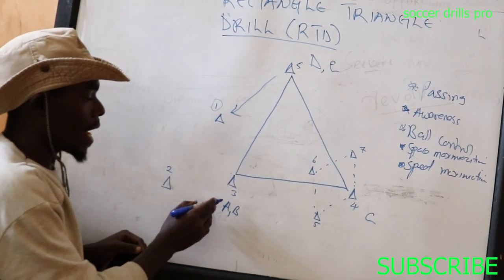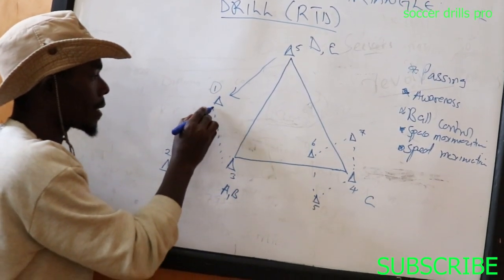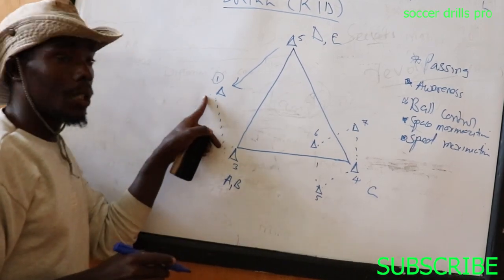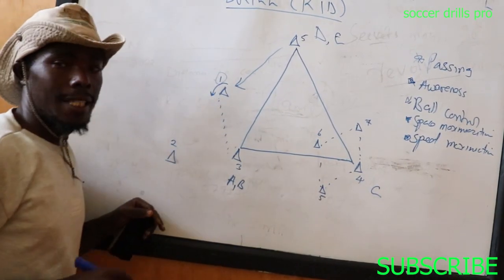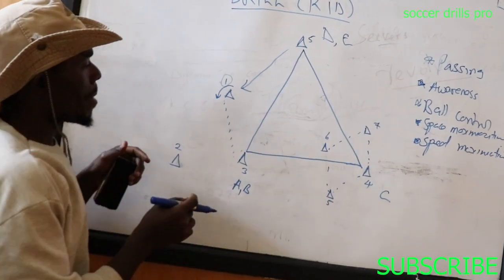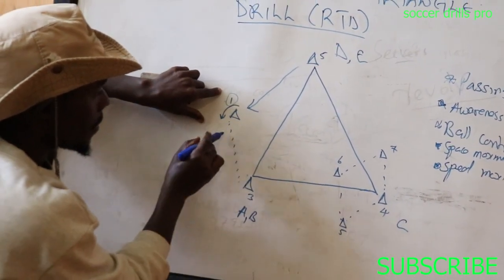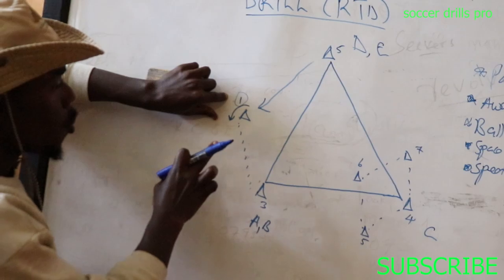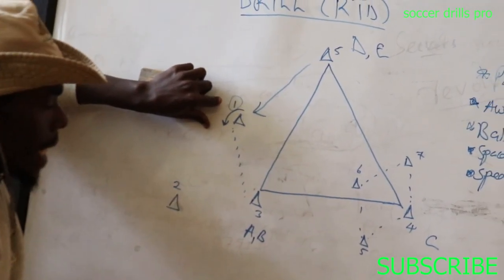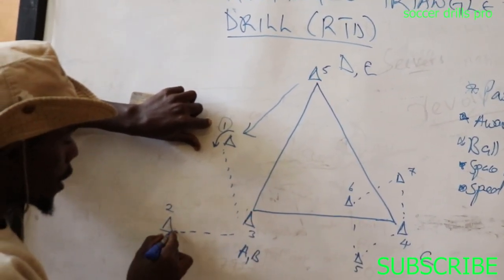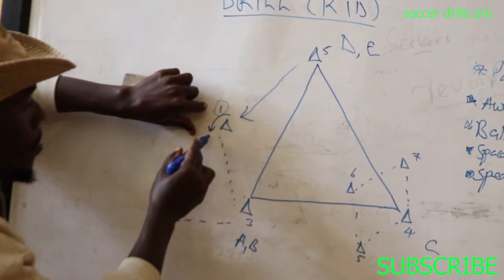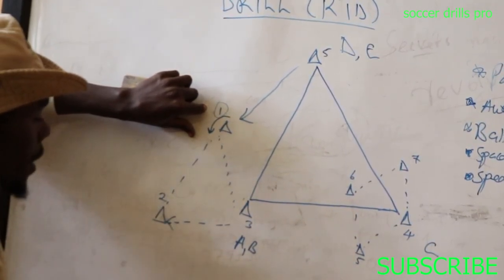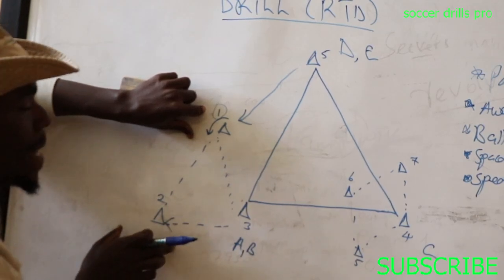Now player A will move into this space, collect the ball, and then make a turn. Let's keep it as simple as a turn. By the time player A moves to this place, controls the ball, and makes that turn, player B moves into this space, which is point 2. Player A will pass the ball to point 2, where we have player B.